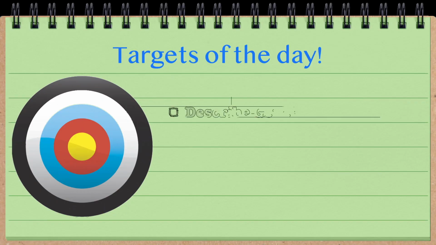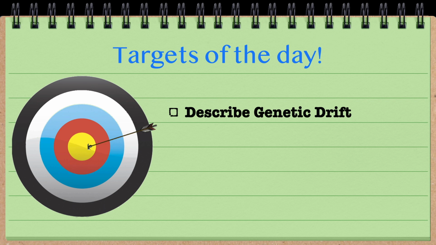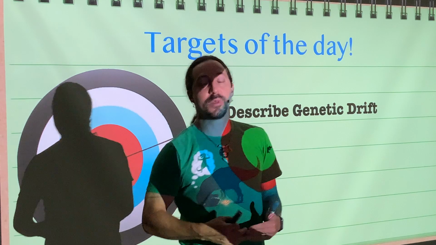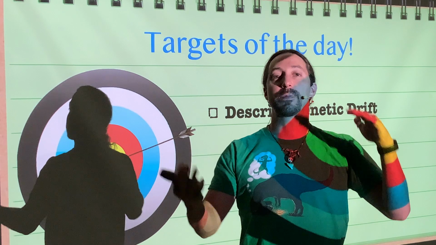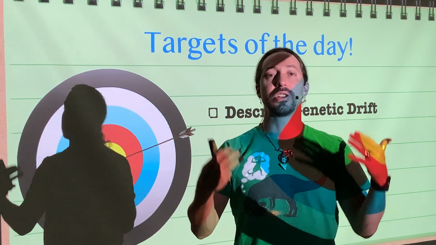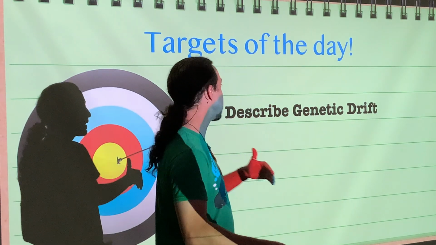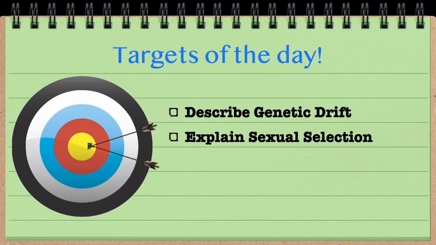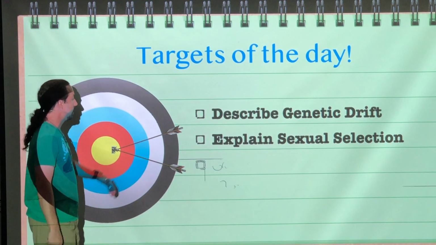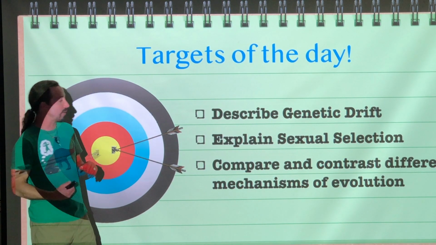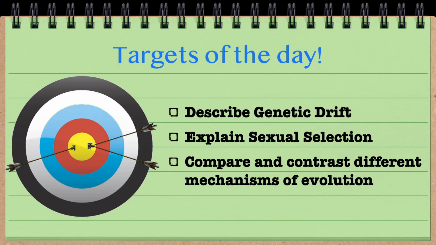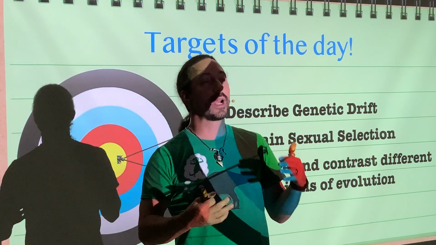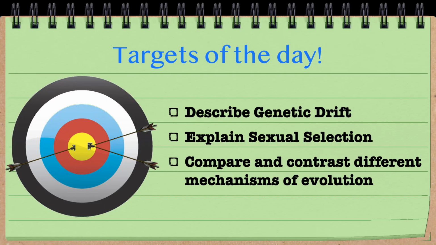So, moving on. First thing that we are going to do today is describe one mechanism, which is called genetic drift: what takes place in genetic drift, how genetic drift occurs, and what impact that will have on a population. And then we are going to explain sexual selection, which also is another mechanism for evolution. And at the end, we are going to compare and contrast our different mechanisms for evolution, what factors are involved, and how they end up causing organisms to change over time.